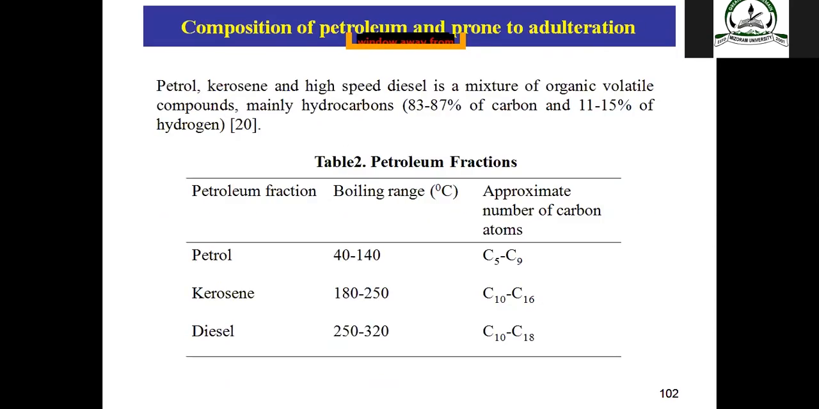As I told, petrol's cost is more, so many people commit malpractice. They mix the petrol with kerosene or diesel so that they can get more profit. But if you do it, your car will be spoiled.